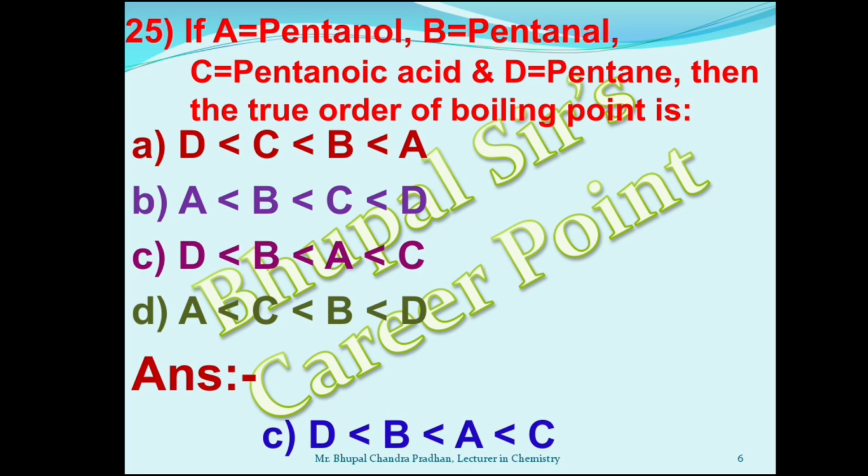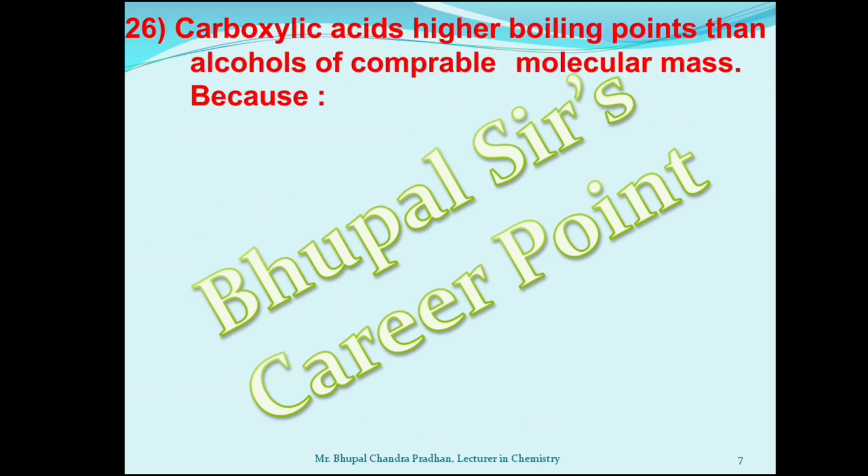Now, let us come to the next question of the session. That is question number 26. Carboxylic acids have higher boiling point than alcohols of comparable molecular mass. Because of what? Which reason? Why do carboxylic acids have higher boiling point than alcohols of comparable molecular mass?